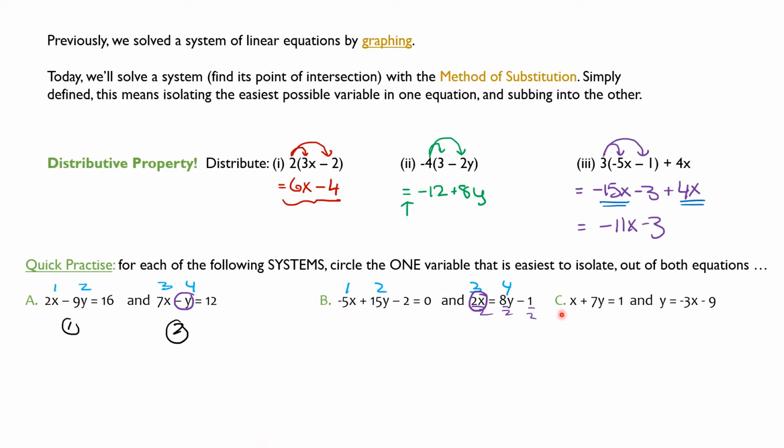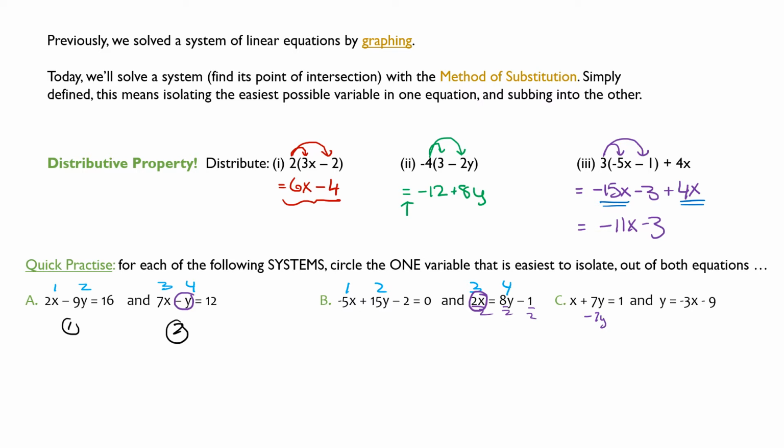And the last one we're going to do is like this: we've got x plus 7y equals 1 and y equals negative 3x plus 9. So remember, we're going to circle the one variable that is easiest to isolate out of both of them. Out of this equation and this equation, which one is easiest to isolate? This x looks pretty good because it doesn't have a coefficient in front of it. All I would have to do to isolate x is subtract 7y from both sides.